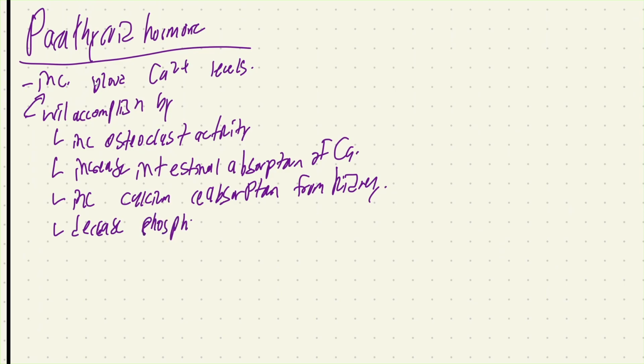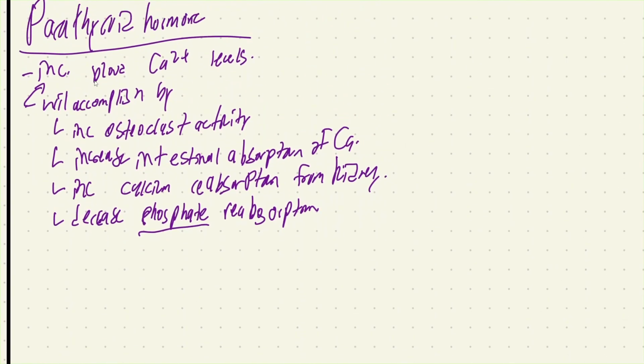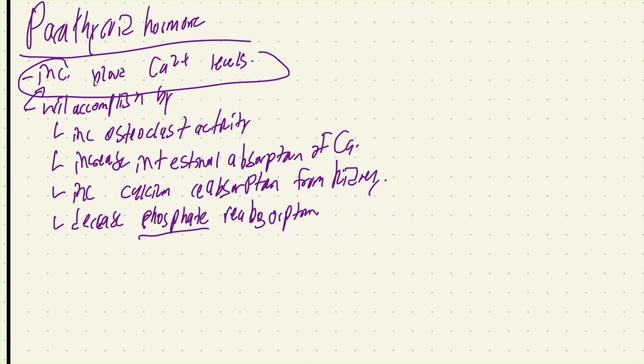phosphate reabsorption, because phosphate will make it so that you have less calcium, because they bind together. So if you have less phosphate, you'll technically have more calcium to be used. Okay, so this is what parathyroid hormone does. It's also known as PTH. So that's another way to call it.